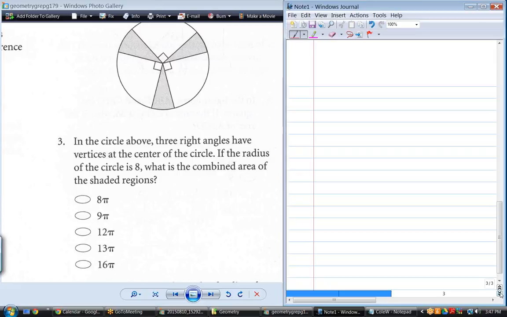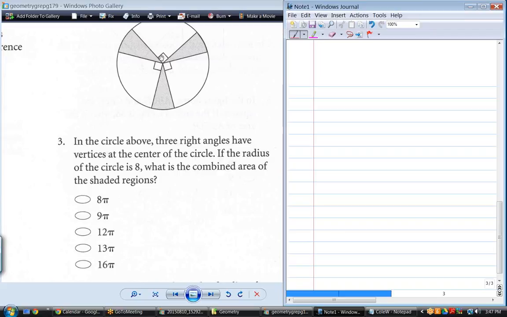First of all, let's talk about shaded regions. Whenever you're getting asked a question about shaded regions, it is always a subtraction problem. By that, I mean we are not going to figure out the area of each of these 3 shaded regions and add them up. What we're going to do is figure out the area of the circle, and then subtract the area of the white regions. Why? Because those are easy to figure out.